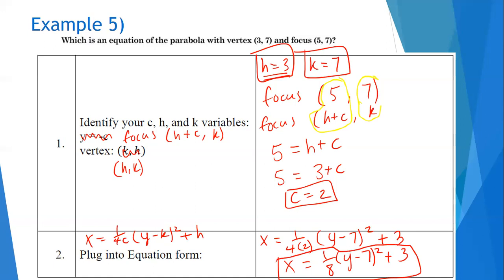Again, simple math with new vocabulary. And that's that. Horizontal parabolas. Questions, comments, and concerns, let me know.